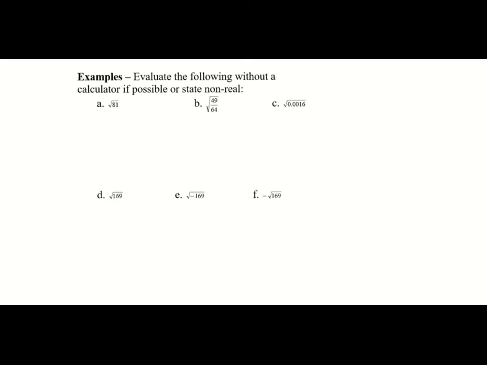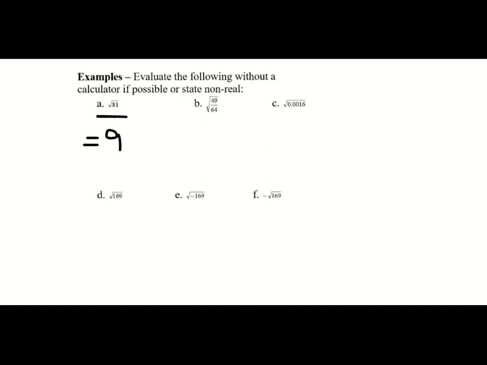So what they would like us to do is they want us to evaluate without a calculator if possible and state non-real if it's not real. So the first one, they are looking for the square root of 81. So can you think about what number can you multiply together twice to give you 81? And hopefully in your head right now you're saying, oh, I know that could be 9. So the square root of 81 would be 9.